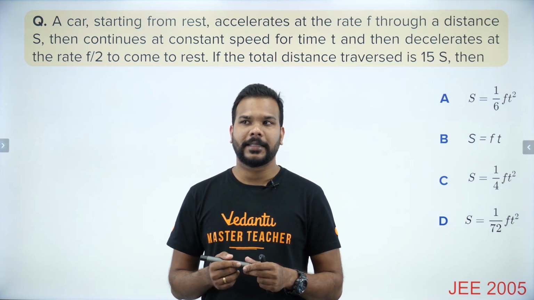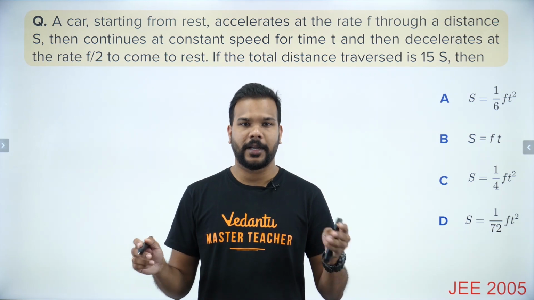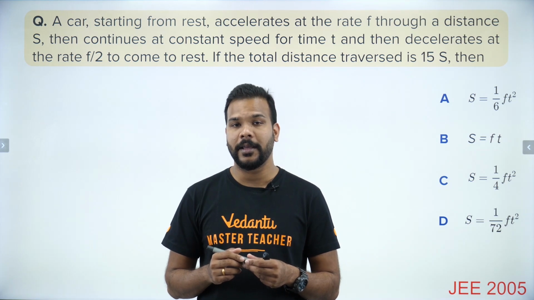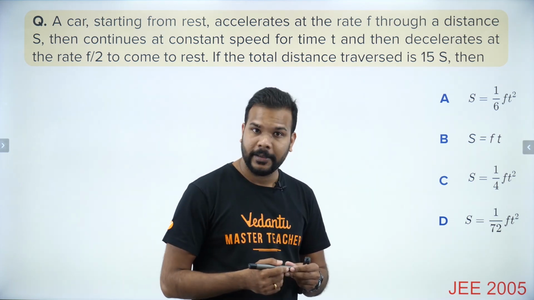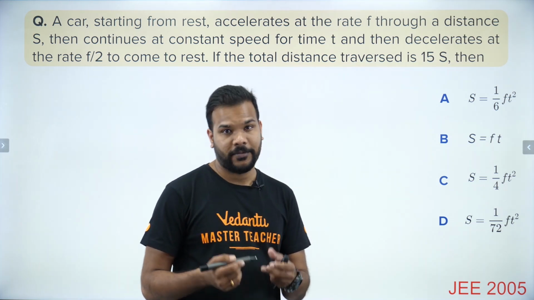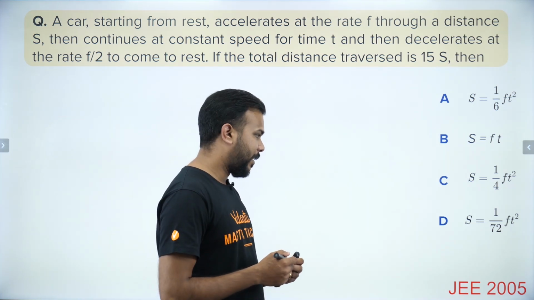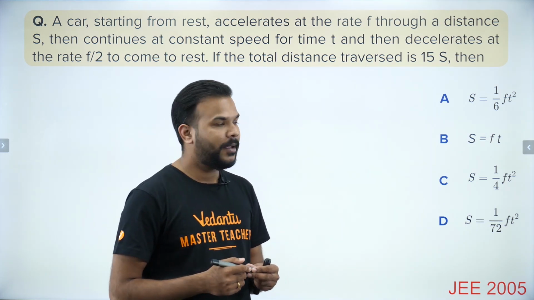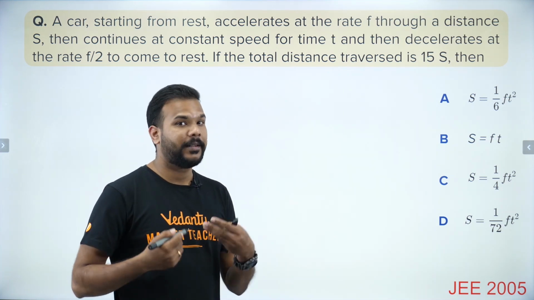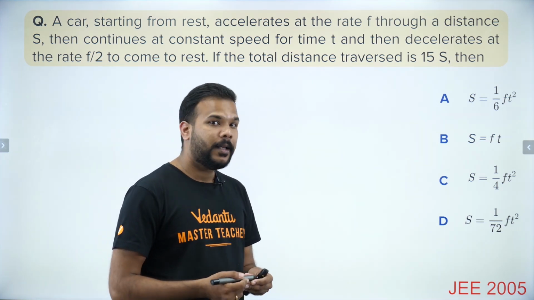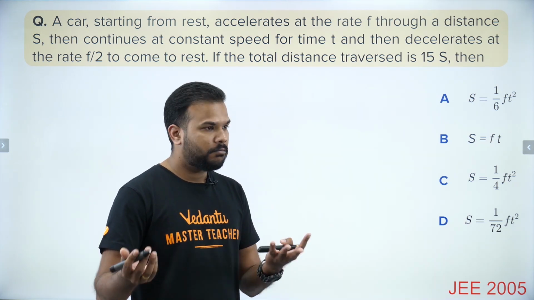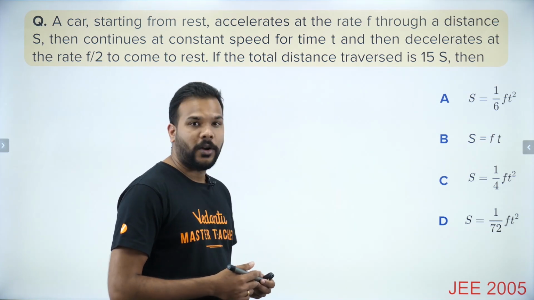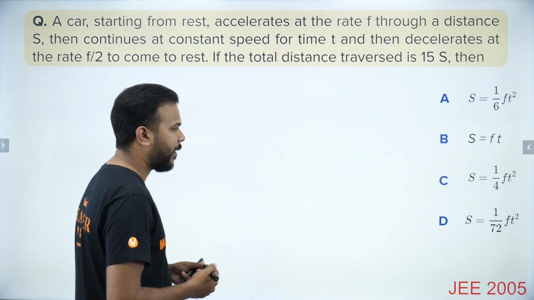Now the question tells us that the total distance traveled in this entire journey is 15s, where s is the first part of the distance covered by the body. So which of these options is going to be right? The question is from JEE 2005, the year when I appeared for this examination. It's one of the questions which I still remember. I solved it correctly, but it was very time consuming, because at that point of time I wasn't aware of the method that I'm going to tell you. It's a very simple process. I'm not saying it will be solved within 10 or 15 seconds, but it's a question which gives you confidence when you're able to solve it in an exam like JEE.